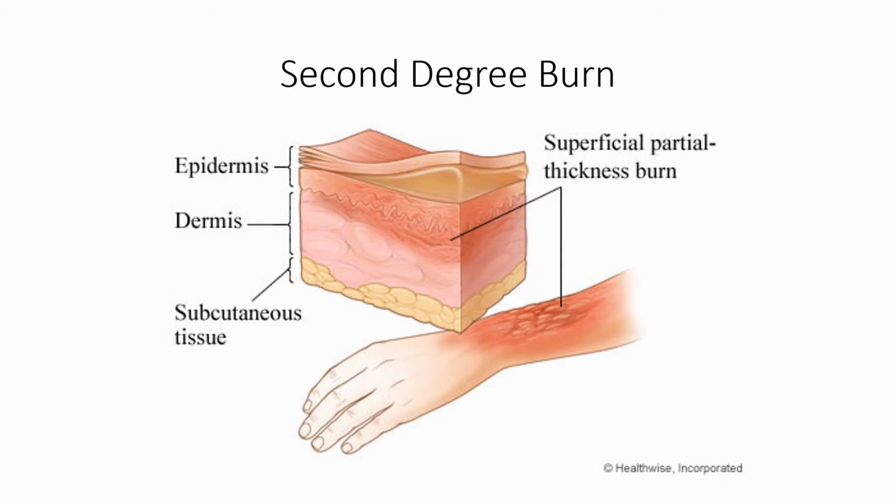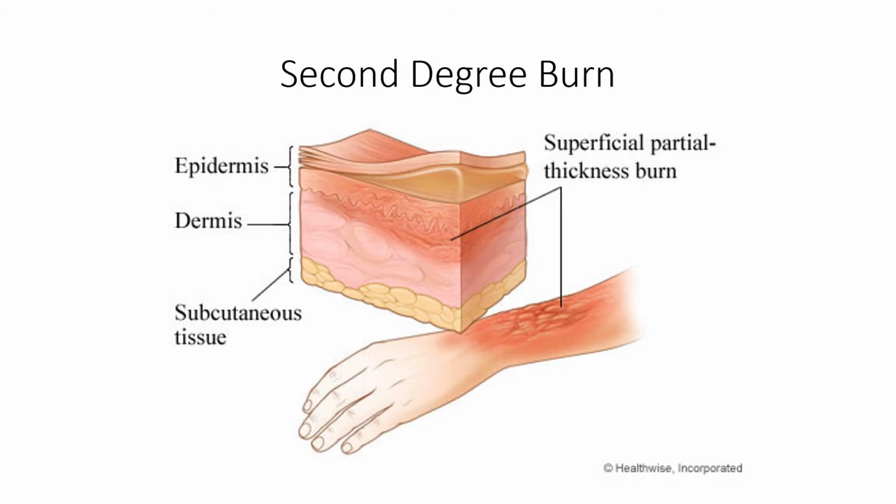Second-degree burns can travel down into the dermis of the skin. So they're not going to travel the full thickness of the dermis. It may be just the superficial portion of the dermis. However, what we see now are blisters. Blisters are the key thing that differentiates a first-degree burn from a second-degree burn.